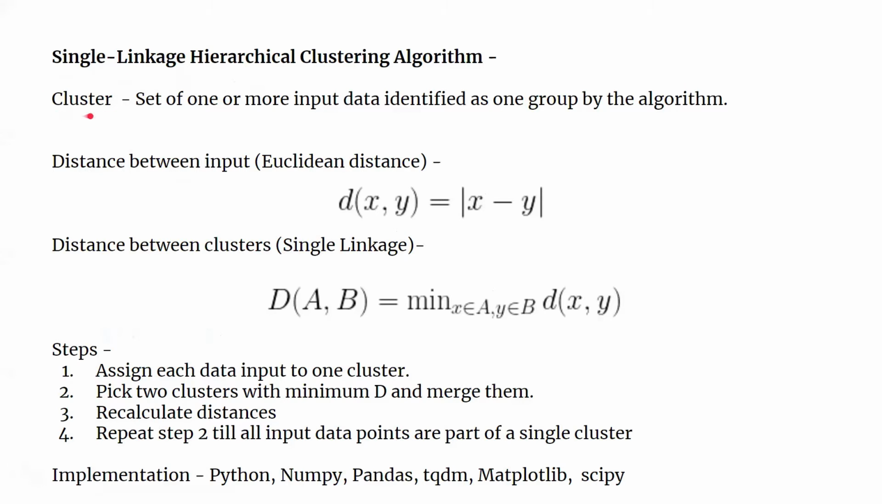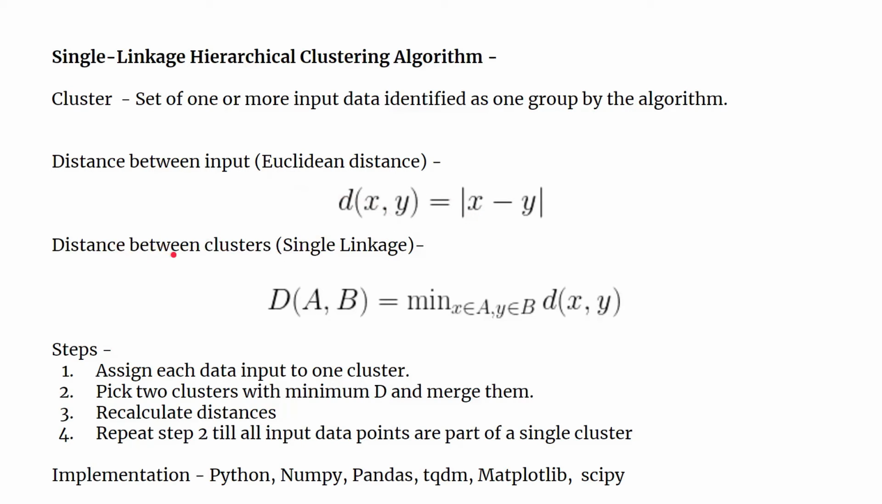Let us define a cluster. So a cluster is a set of one or more input data which are identified as one group by the algorithm. Now let us define the quantity distance between the input. Here d represents the distance and x and y represent input data. Here x and y will be marks of students and the distance which I have defined is Euclidean distance, that is I take the absolute difference between the marks.